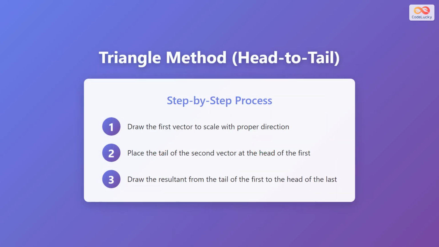The triangle method, also called the head-to-tail method, is one of the most common graphical approaches. Here's how it works. First, draw the first vector to scale with its proper direction. Next, place the tail of the second vector at the head of the first vector. If you have more vectors, continue placing each new vector's tail at the previous vector's head. Finally, draw the resultant vector from the tail of the first vector to the head of the last vector. This resultant represents the sum of all the vectors.